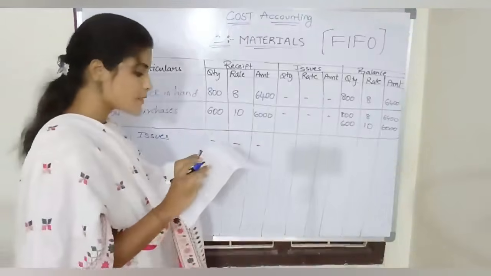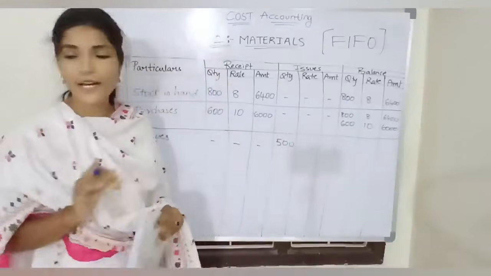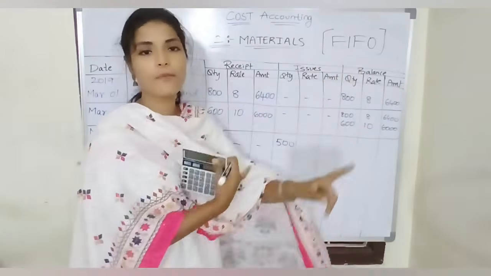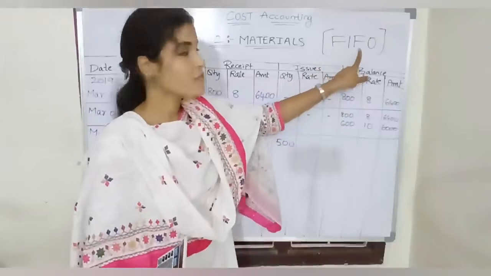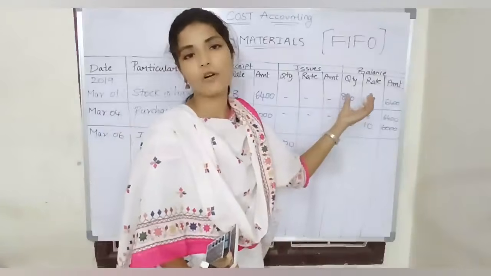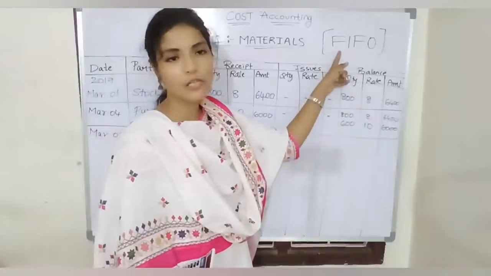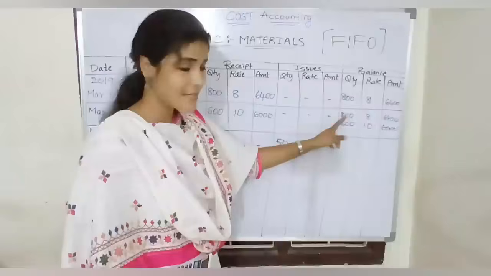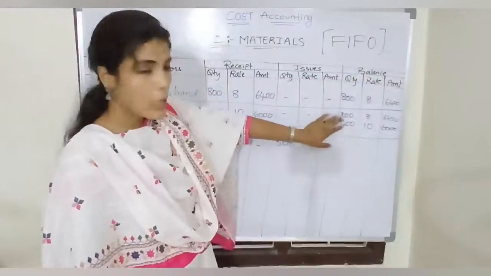How many units were issued? 500 units. 500 units were issued. Which method we are using? FIFO method. FIFO method is nothing but first in, first out. Whatever the stock entered first in the godown will go first. That is the method name called FIFO. First in, first out. So out of this is your godown balance.